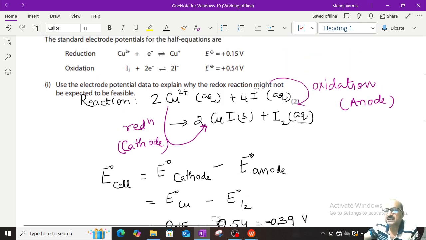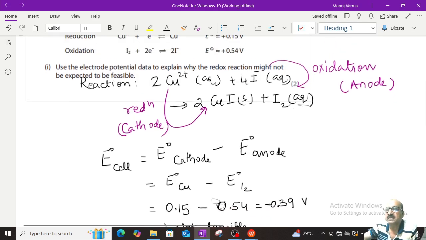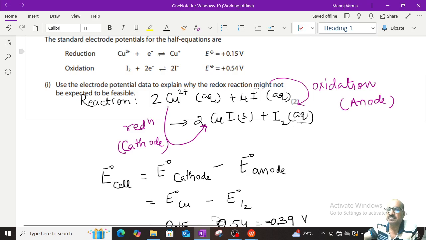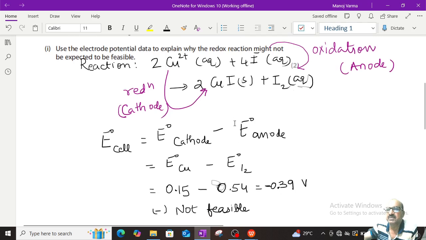The problem that happens with most of the students is that they don't realize that if they subtract the lower value from the higher value, that is 0.54 minus 0.15, then they will always get a positive answer, which means that the reaction will always be feasible. But that cannot be the case. Otherwise this question would not be asked, that whether the reaction is feasible or not.